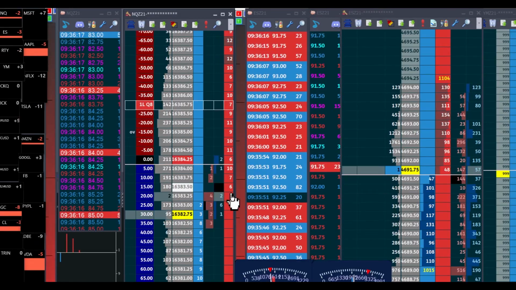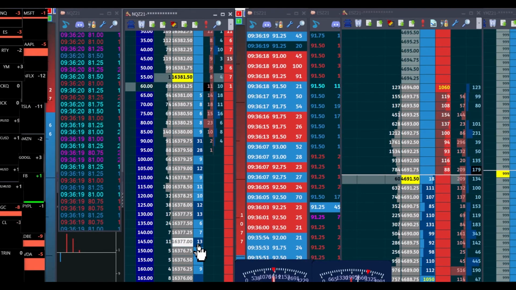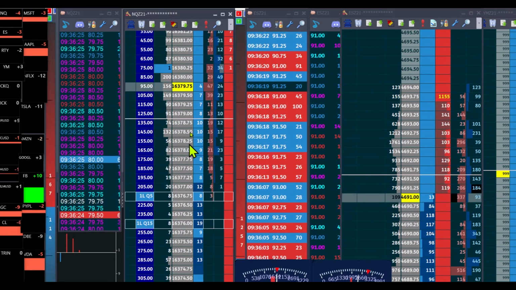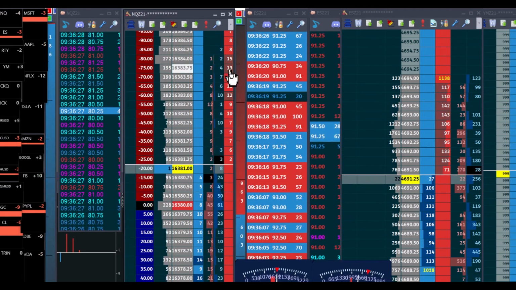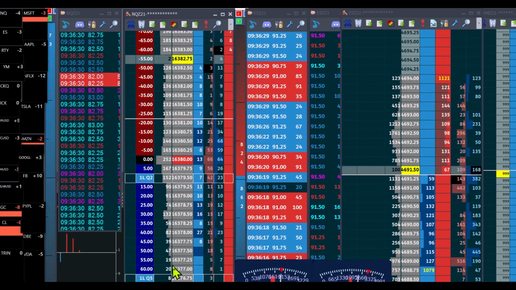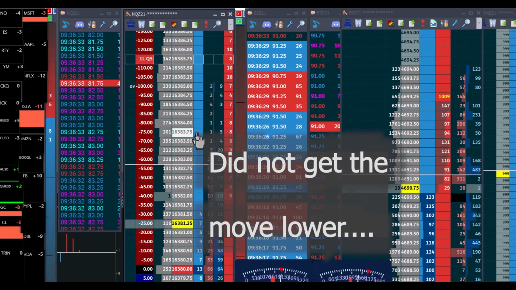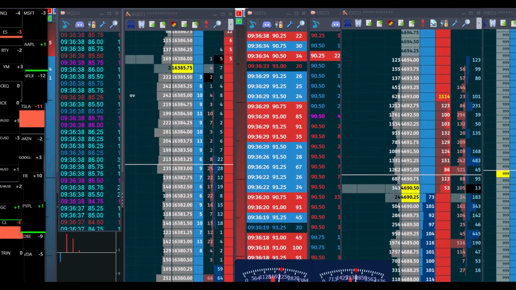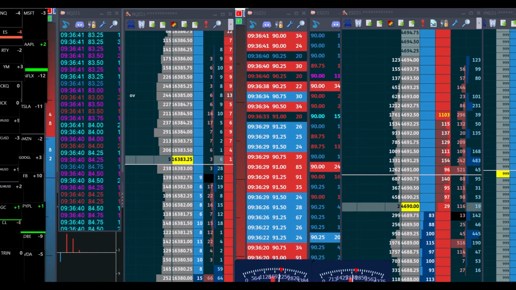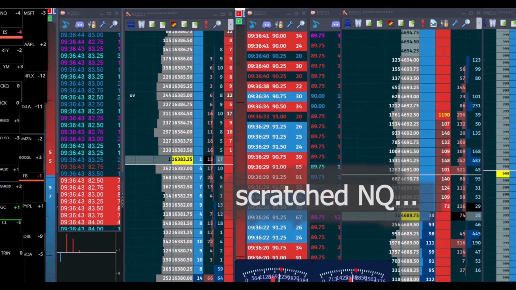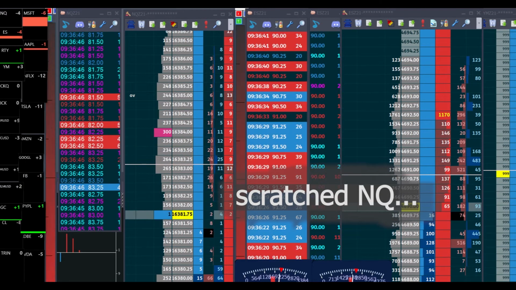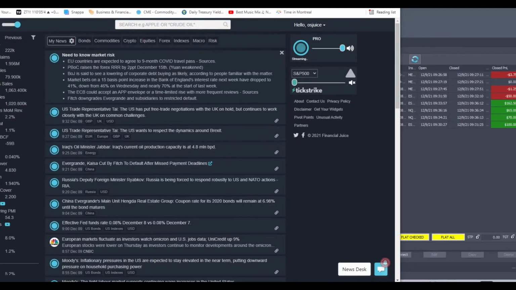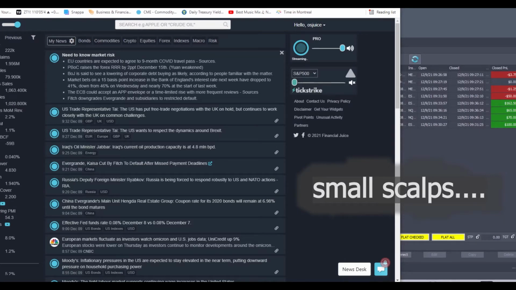Again, nothing major on the headlines, so trying to see if I can get any kind of momentum here. Let's see. And the continuation, here we go. And that's it. There we go. That's a nice move. So that's what we've got so far, a couple of good scalps.